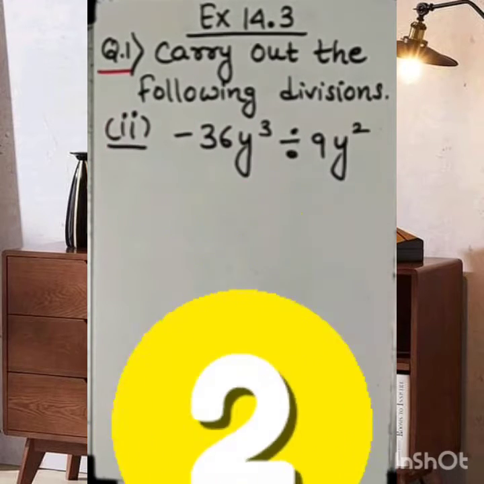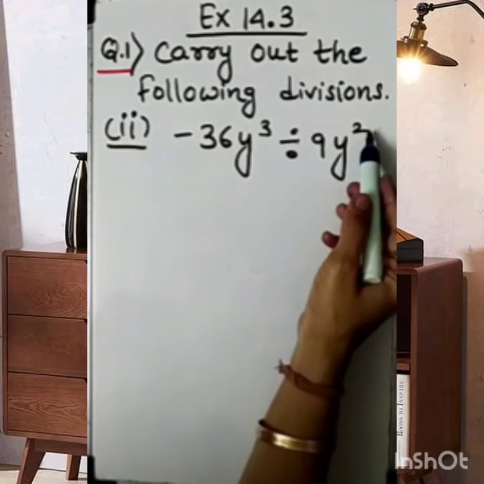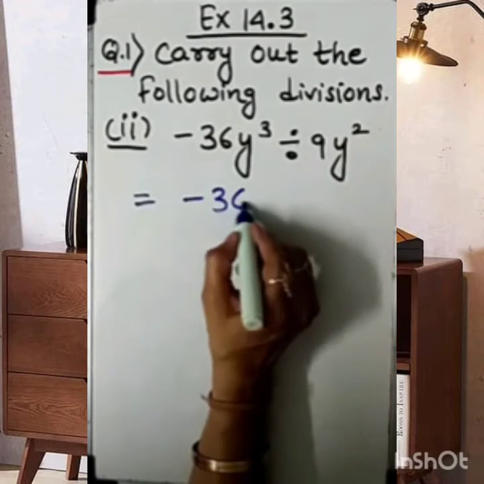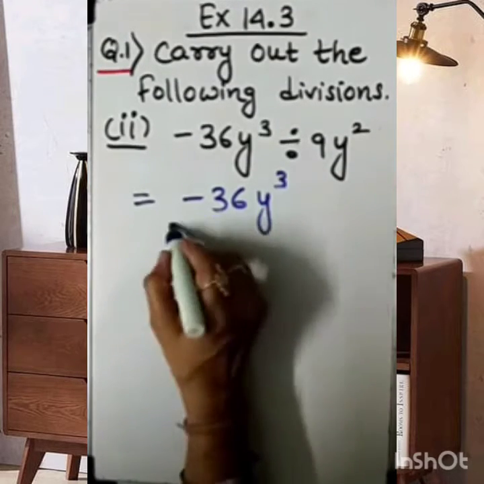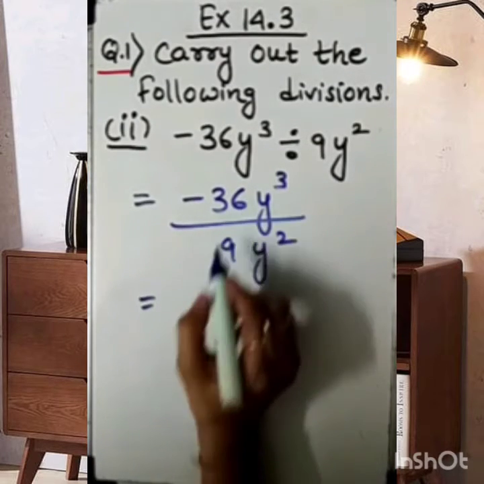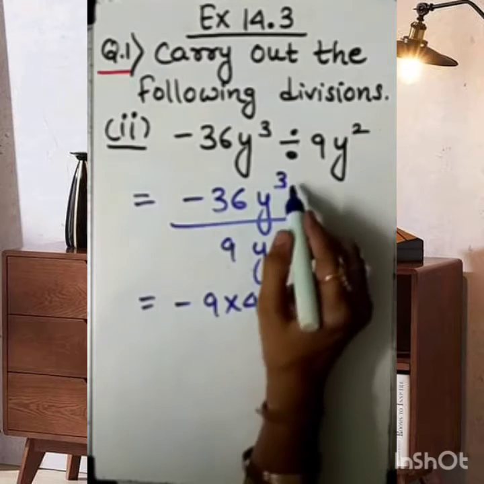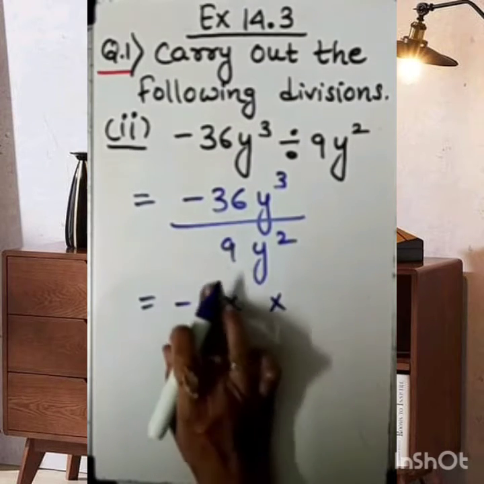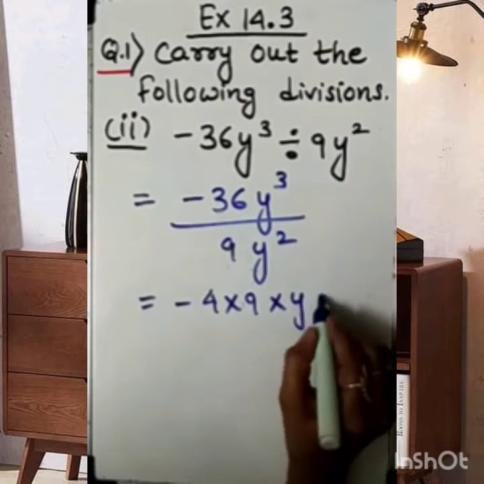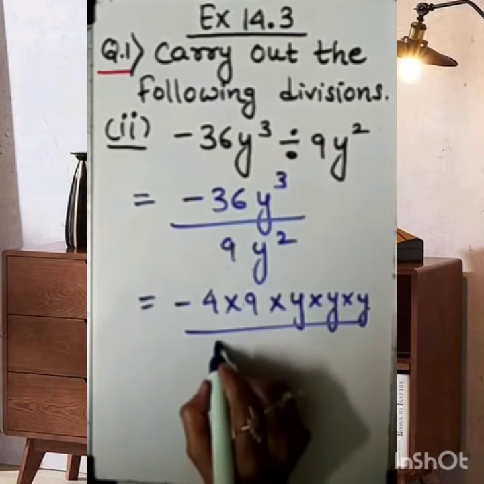So for the second we are given minus 36y cube divided by 9y square. So my dear student, here equal to minus 36y cube upon 9y square. 36 is 9 times 4, you know. Y cube, if not, then you can mention 4 times 9. It is easy. And y cube is 3 times y. Denominator 9 as it is.